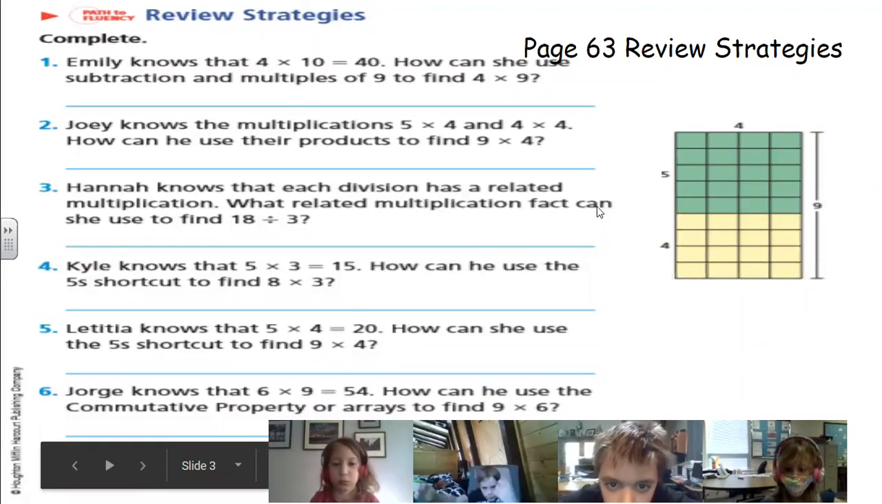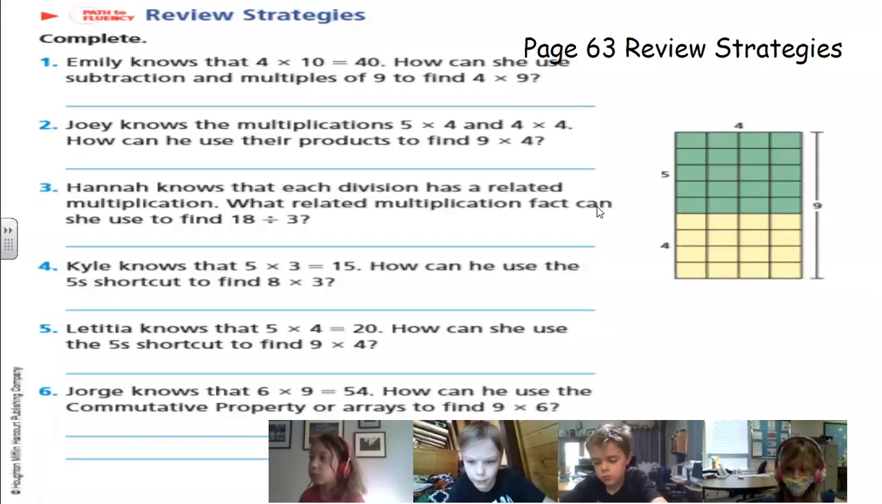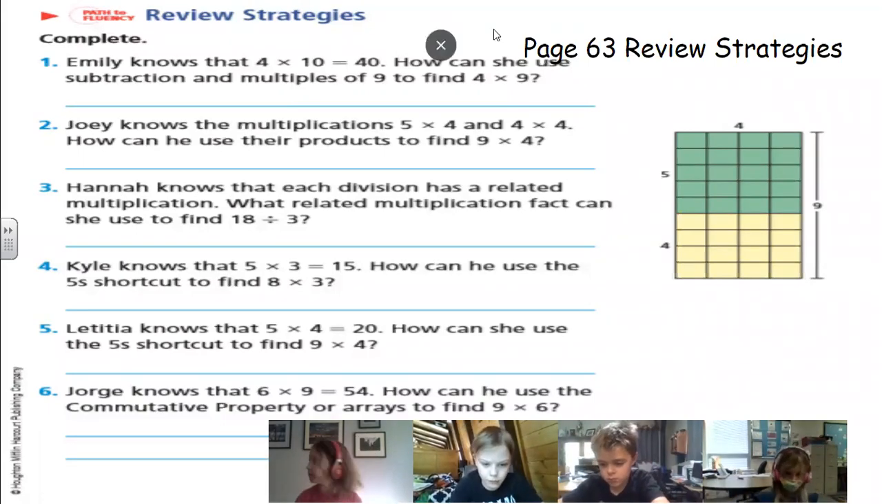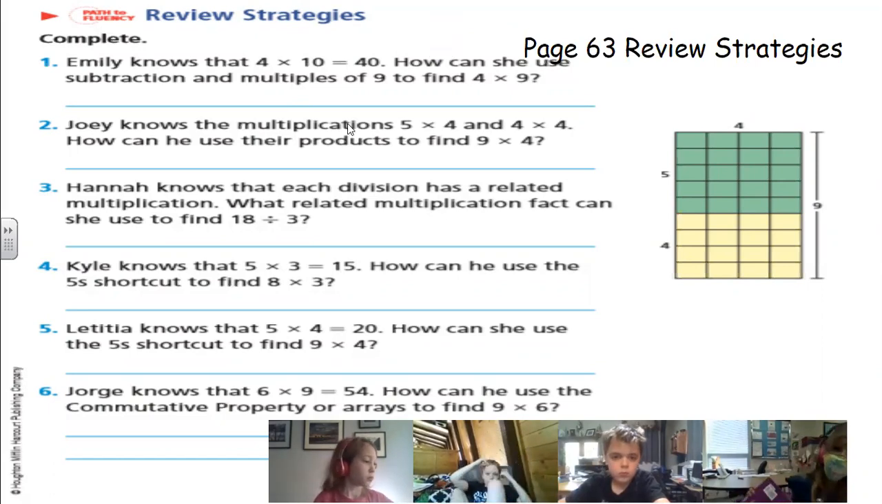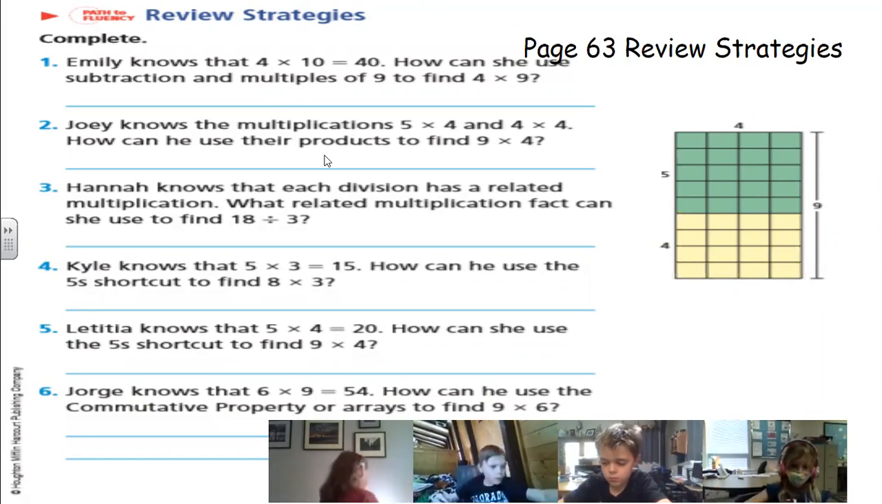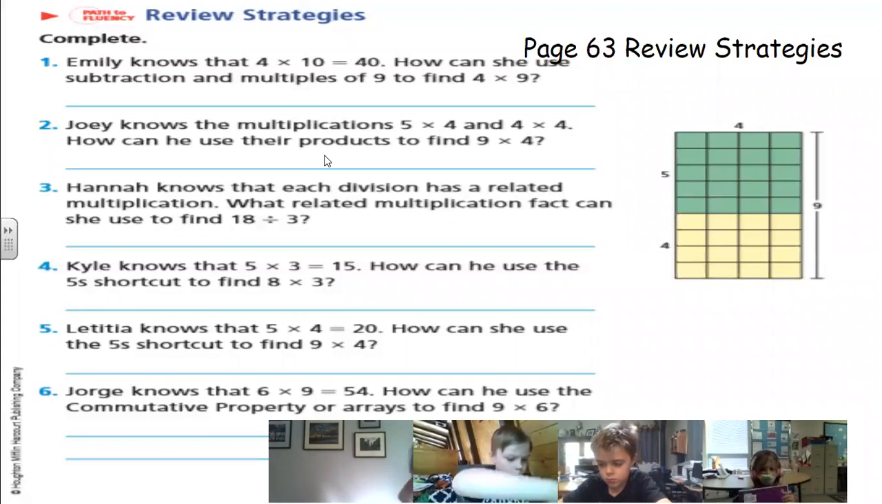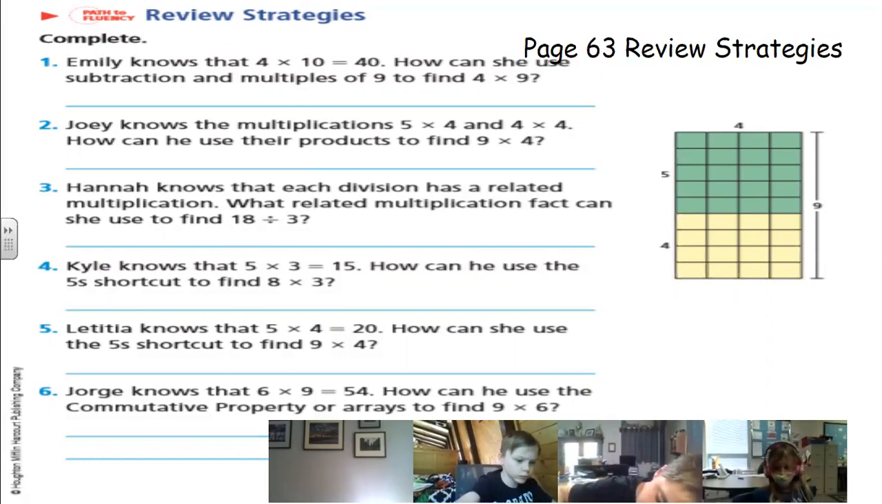So this is page 63. Go ahead and get out page 63. I really don't want you to look at all of these at one time. I wish I had the ability to do that screen like on a smartboard, but I don't. So we are going to read the first one on page 63. Emily knows that 4 times 10 equals 40. How can she use subtraction and multiples of 9, which is what I just said a minute ago, to find 4 times 9? I want you to think about it for a minute.